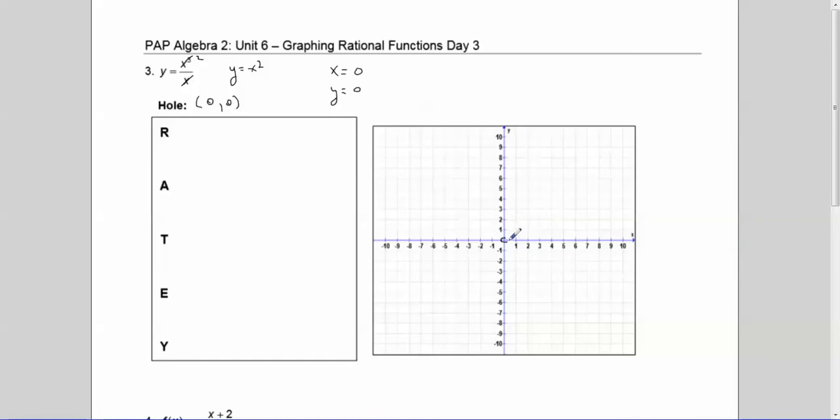Let's go ahead and plot that hole first. And the simplified function is just the parent of our quadratic functions. So let's plot a few points for this parabola. These are just our squared terms. 1, 1, 2, 4, 3, 9, and also on the negative side, negative 2, 4, negative 3, 9. So our function looks like this.